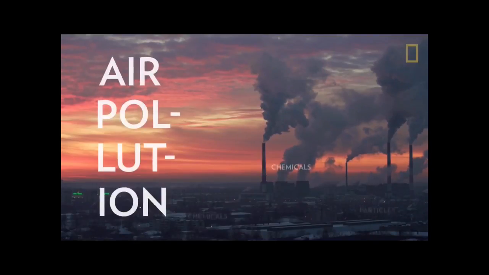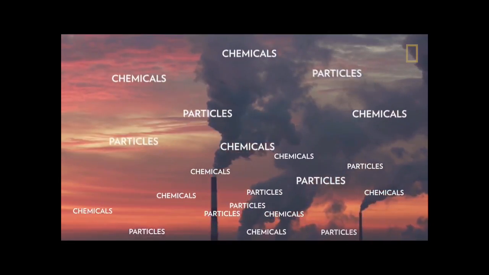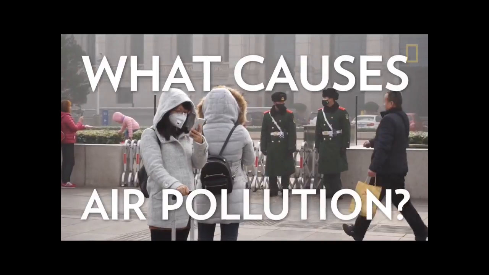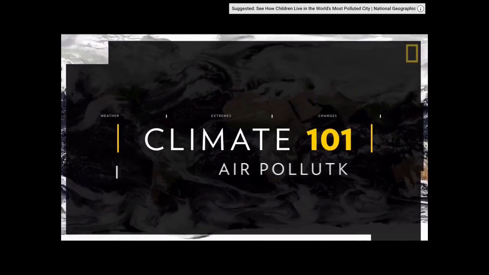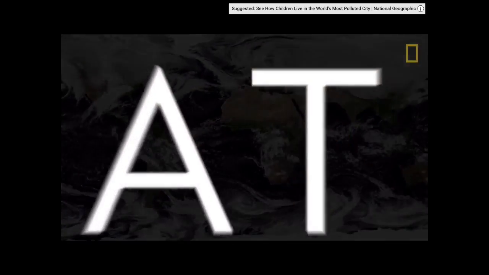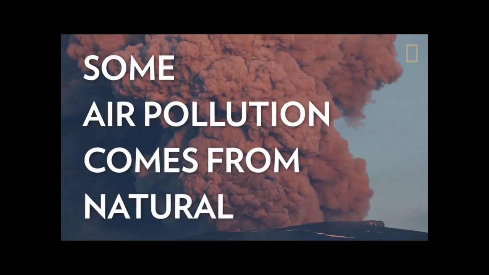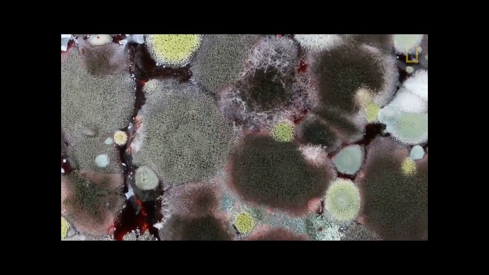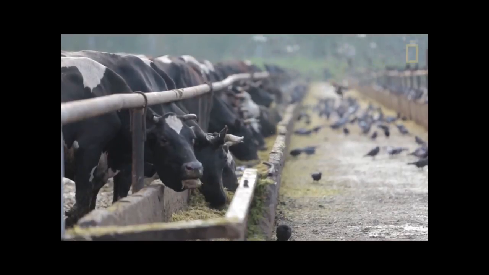Air pollution consists of chemicals or particles in the atmosphere that pose serious health and environmental threats. But what causes air pollution, and what does it mean for our planet? Air pollution comes from natural sources like volcanic eruptions, wildfires, and allergens. Most air pollution results from human activities, such as energy use and agriculture.